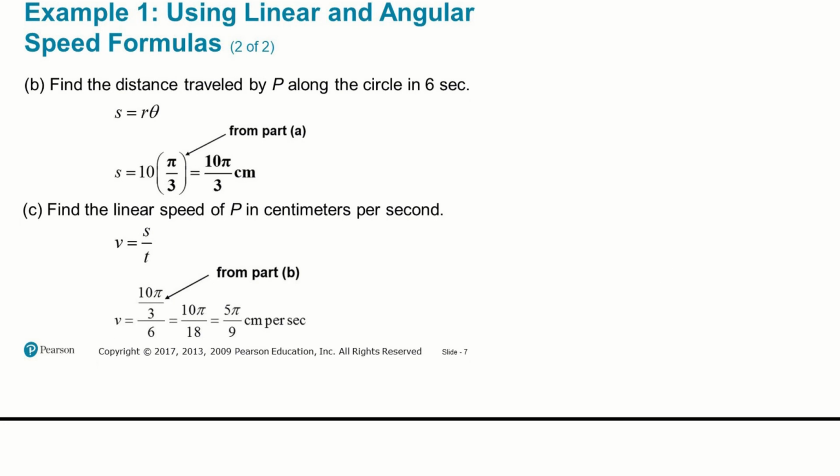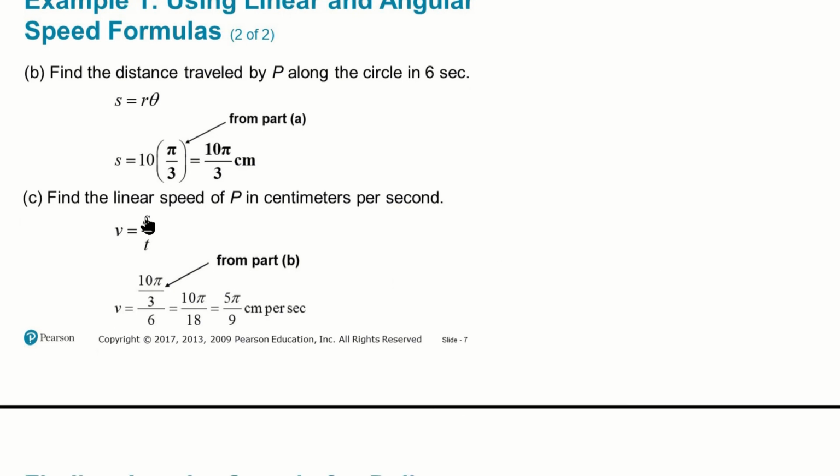In part C, we're going to find the linear speed. And again, remember, linear speed is just the arc length divided by time. We just found the arc length covered. It was 10 pi over 3, and we divide that by 6 to get 10 pi over 18.